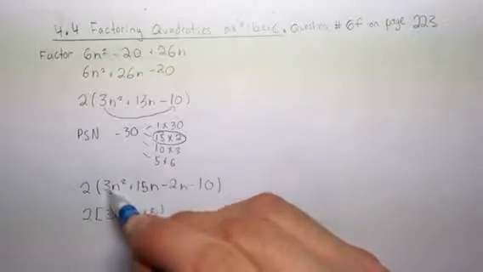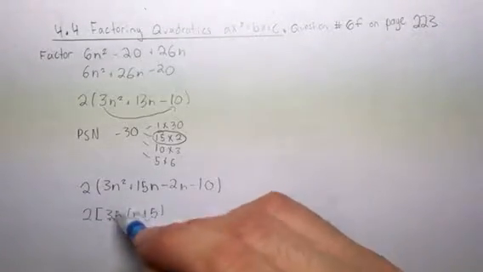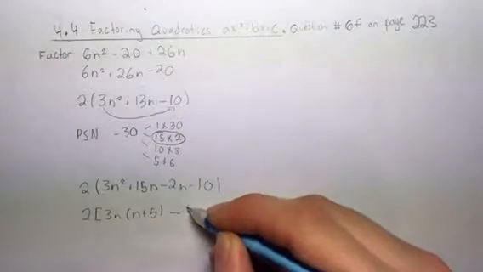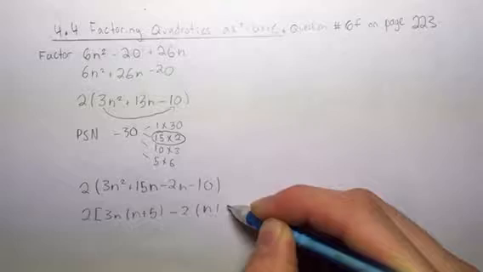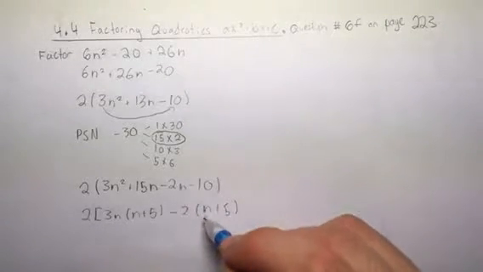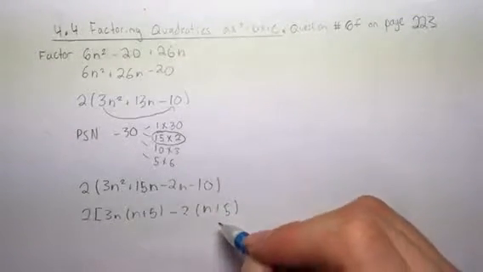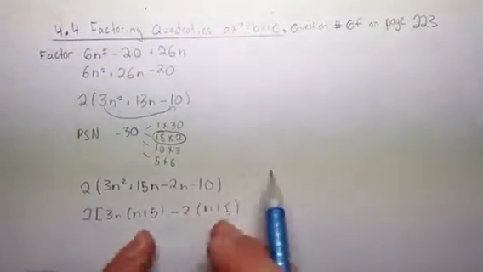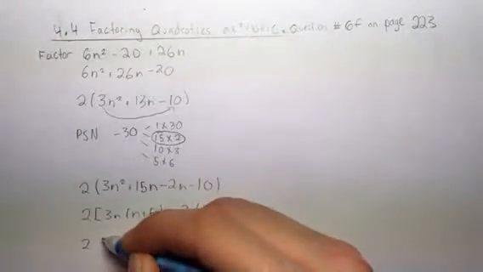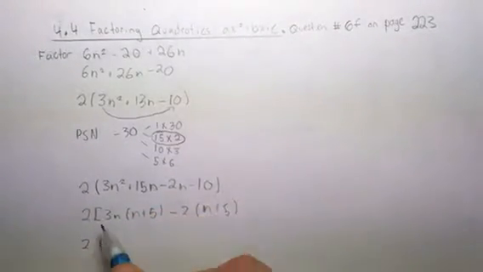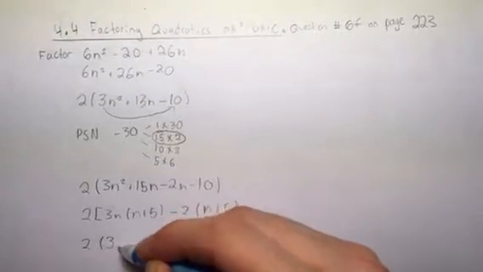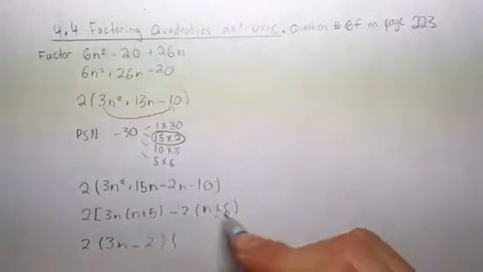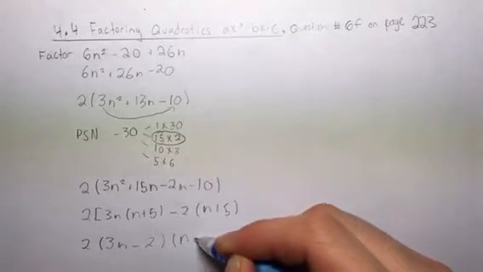because 3n times n is 3n², and 3n times 5 is 15n. And then with this bracket, we can pull out negative 2, and that also leaves us with n plus 5, because negative 2 times n is negative 2n, and negative 2 times 5 is negative 10. So now that we have our two parts, we're going to put that together. In our final step, these two numbers go together, so 3n and negative 2, and n plus 5.